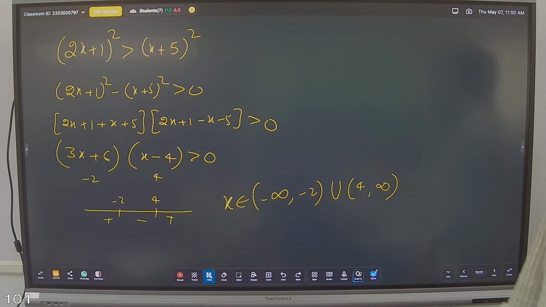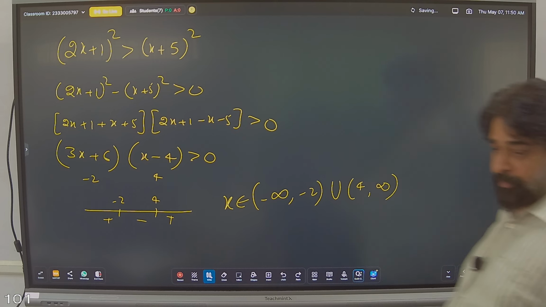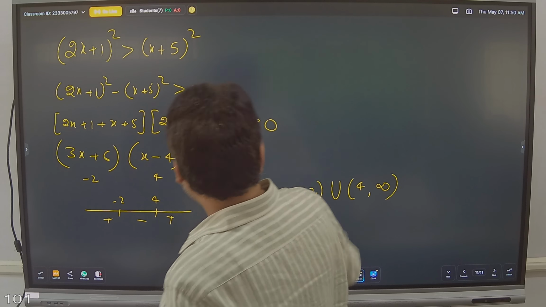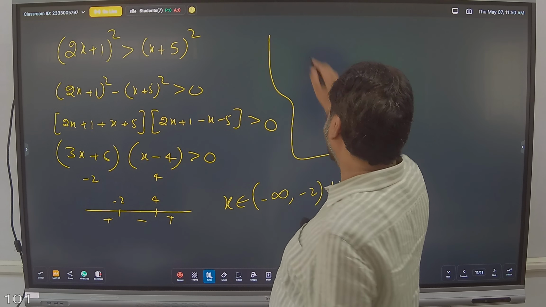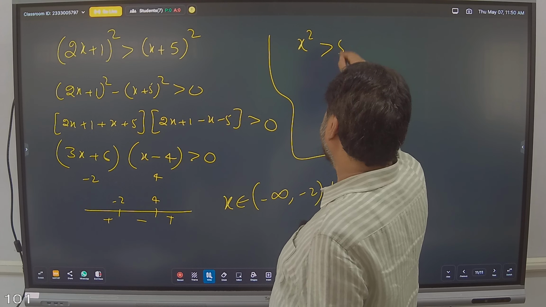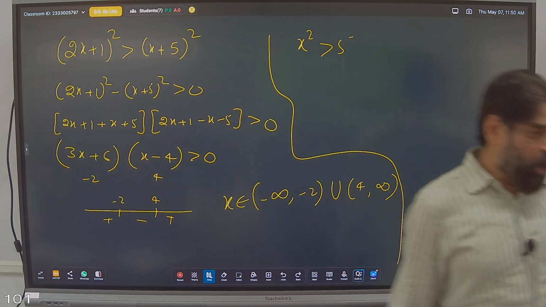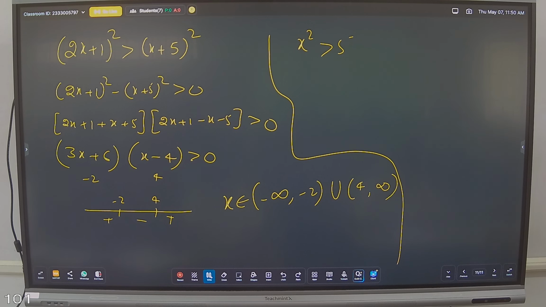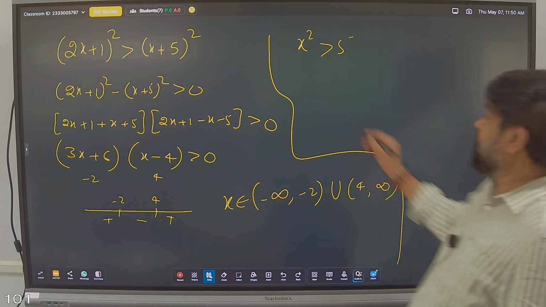How many of you got it? Next. x square greater than 5. We have to solve this one. So it's not a polynomial inequality. I will shift to the other side.